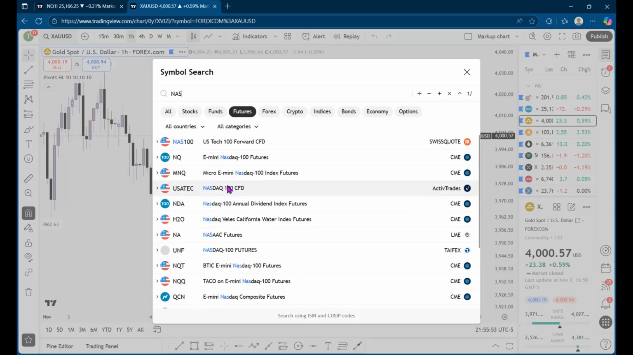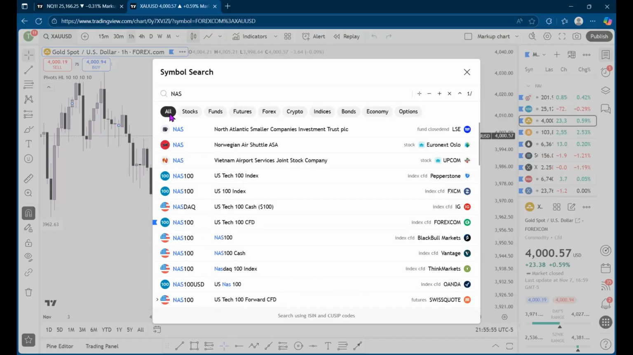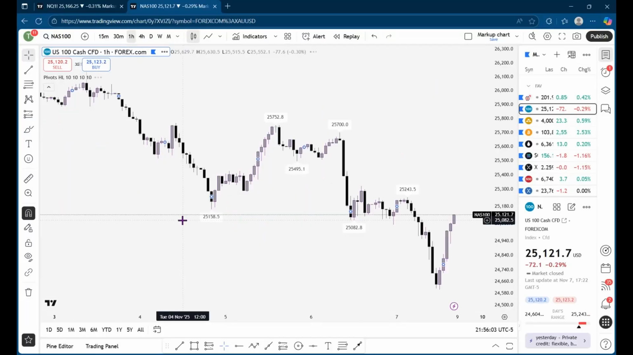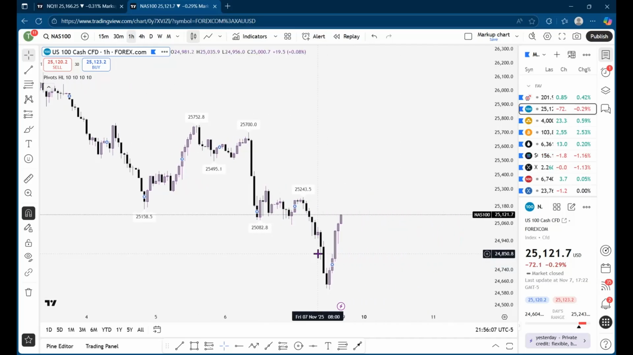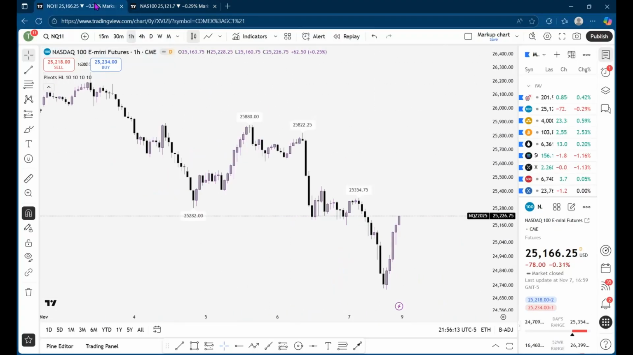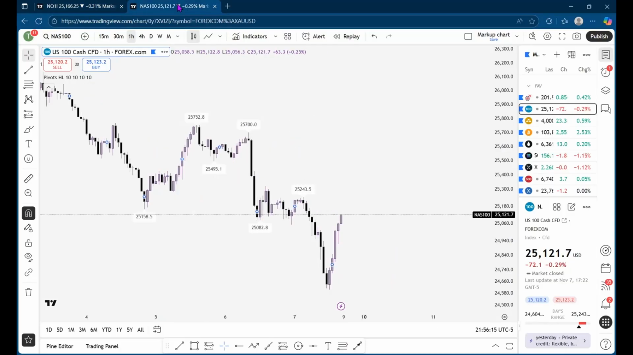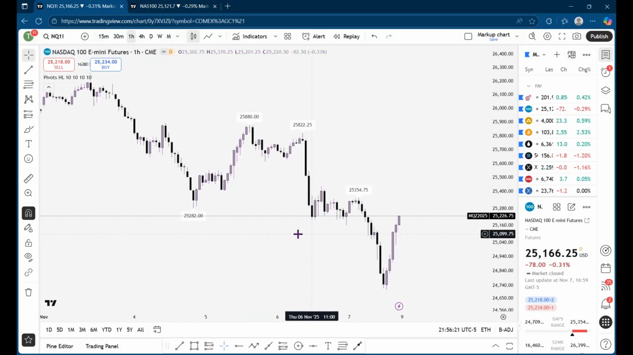Oh, there we go. We're going to type in NAS, and it's going to bring us the NAS 100, which is something else that you can trade. Now, it's not necessarily against anything on the Forex side, but it still falls under Forex. And what do you see? Similar markups, similar prices, just a little bit of a difference in price, but it is moving the exact same.